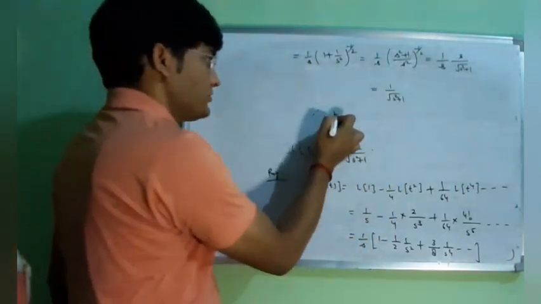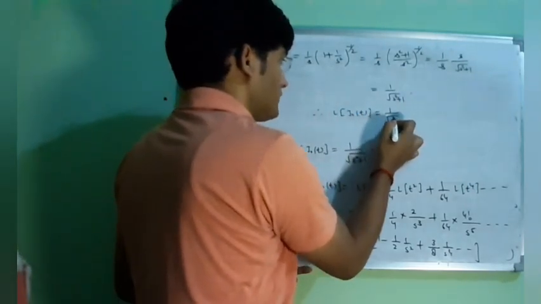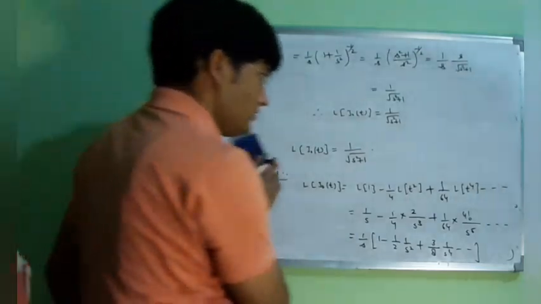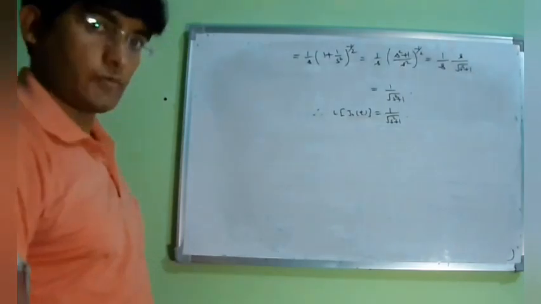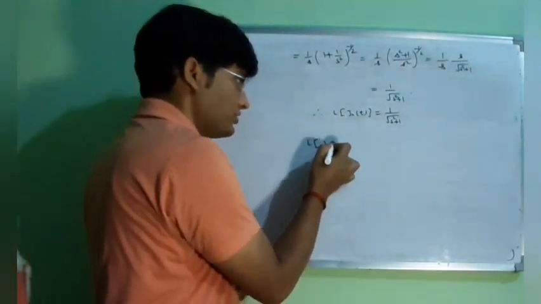Therefore the Laplace of J0(t) is equal to 1 upon under root s square plus 1. Now with the help of the scalar property, with the help of change of scale, let us find out the Laplace of J0(at).